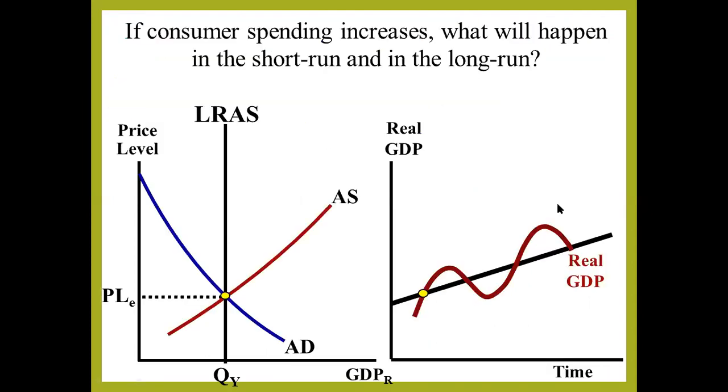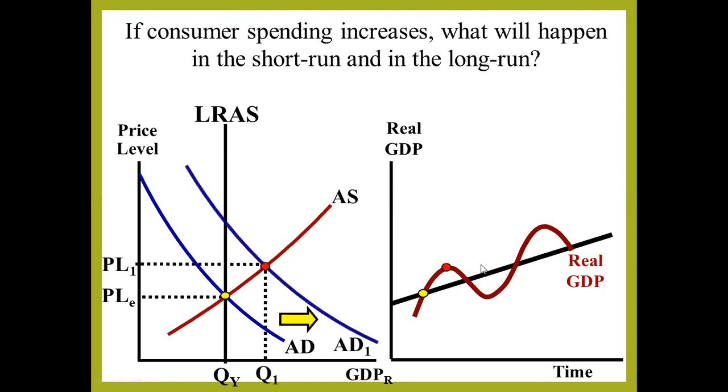Now let's look at these two together. Right now we are at full employment. We are at long run equilibrium. Notice equilibrium. Consumer spending goes up. We are in an expansionary gap. We are heading towards a peak, experiencing a little bit of inflation because prices have gone up. We are producing above where we normally produce.